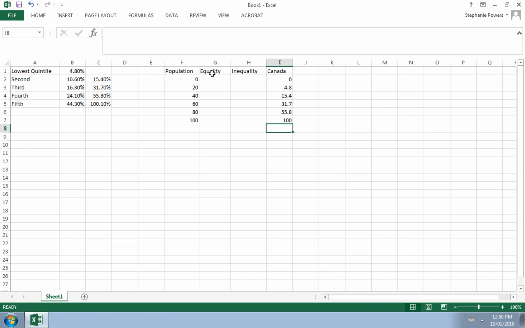And we want to compare that to the two extremes, equality and inequality. Well, if there is equality, then everybody has an equal share. So 0% of the population has 0% of the wealth. 20% of the population has 20% of the wealth. 40% has 40. 60% has 60. 80% has 80. And 100% of the population has 100% of the income. The idea is if we had 100 people, then each one would have 1% of the income, in which case 20% of the population, so 20 people, would have 20% of the income. So that's one extreme. Perfect equality, everyone has the same amount.